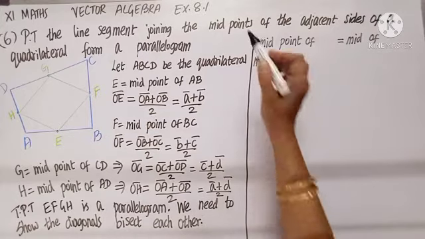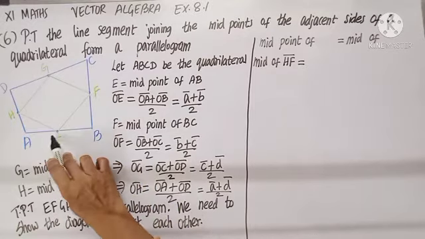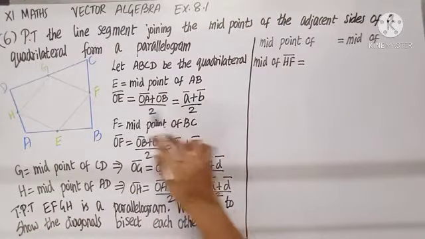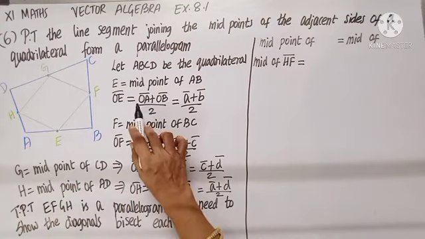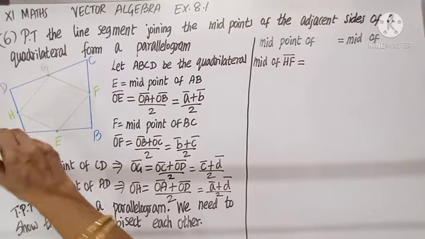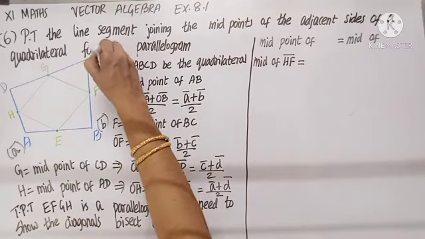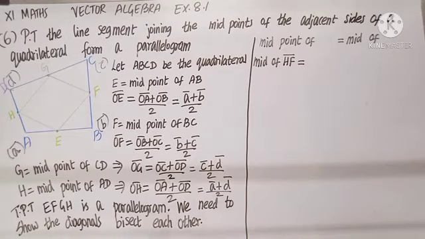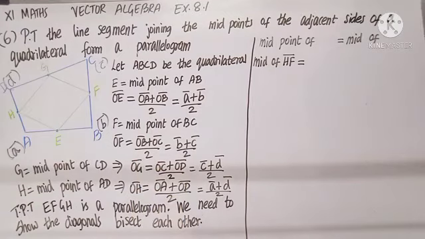Now the question is midpoints. Let me choose E, F, G, H to be the midpoints of each side. So we know the midpoint formula. OE is (OA plus OB) by 2. I can write OA, the position vector, as A, OB as B, OC as C, and OD as D, once we know the midpoint formula for each.